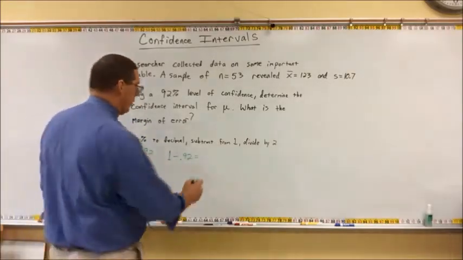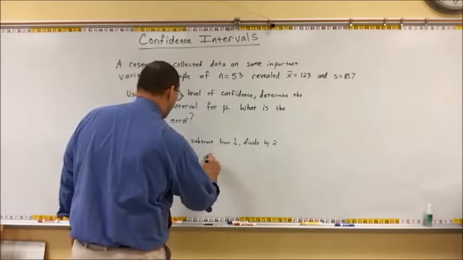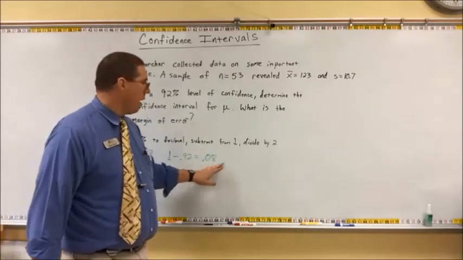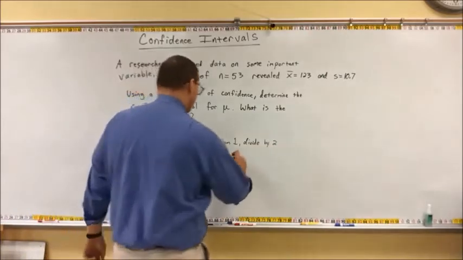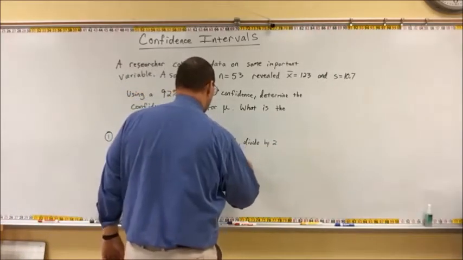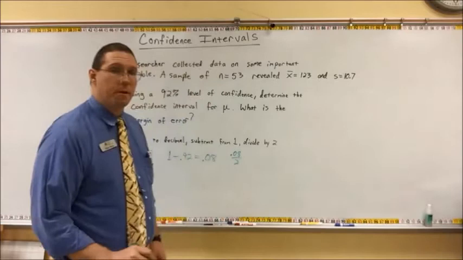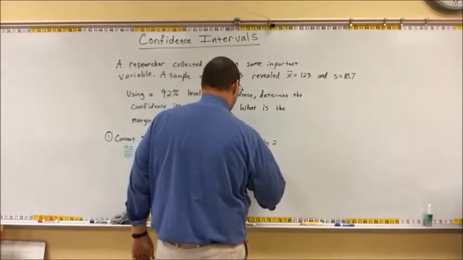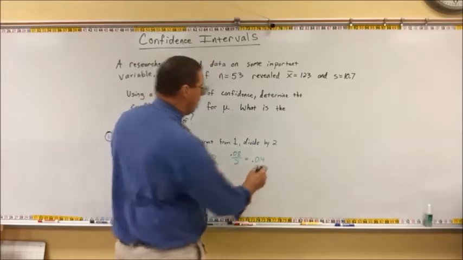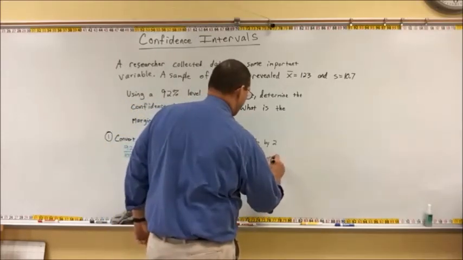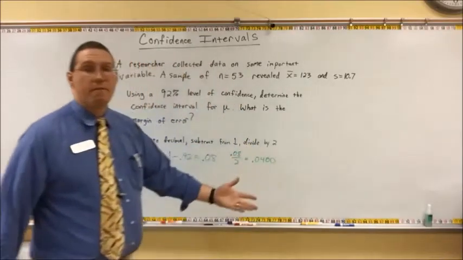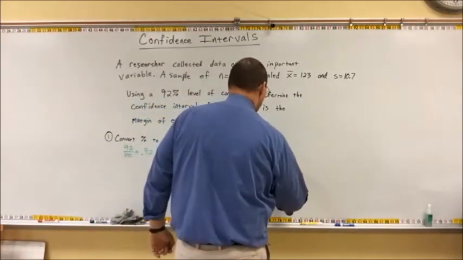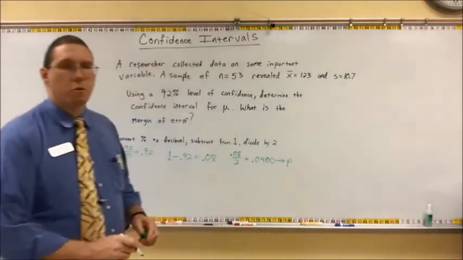You can do it in a calculator if you need to, but it's 0.08. Then we're going to take that number, 0.08, and divide it by 2. So 0.08 divided by 2 is equal to 0.04. And here's what I'm going to do. I'm going to put a couple more zeros after it, because this is a p-value that we're going to look up in the z-score table.